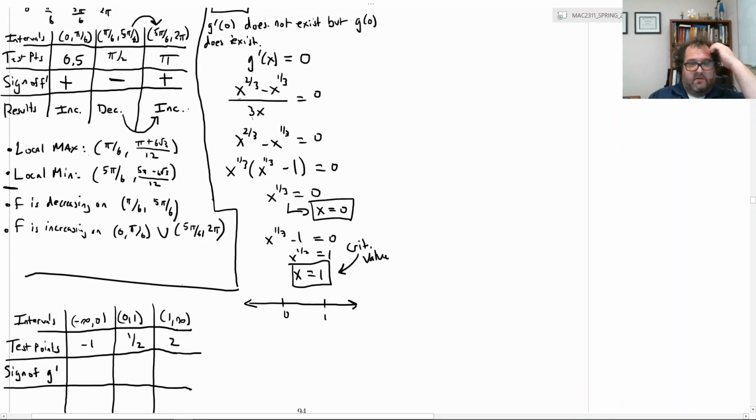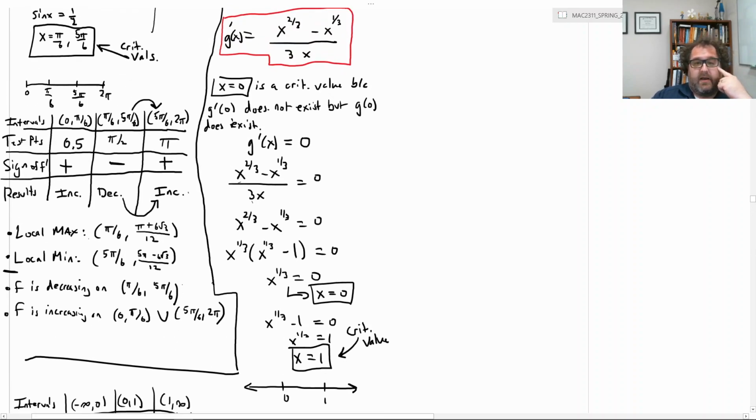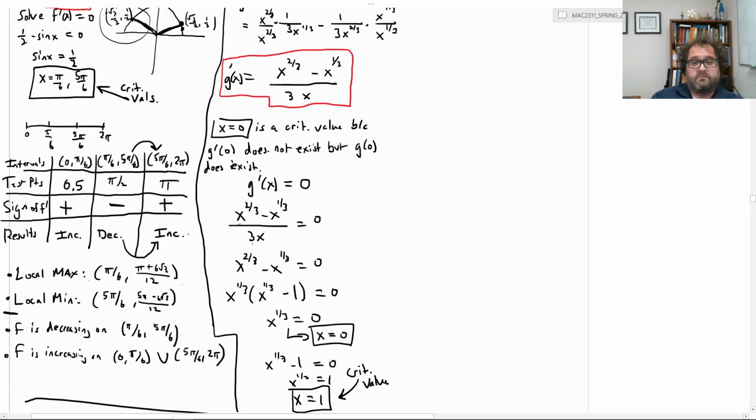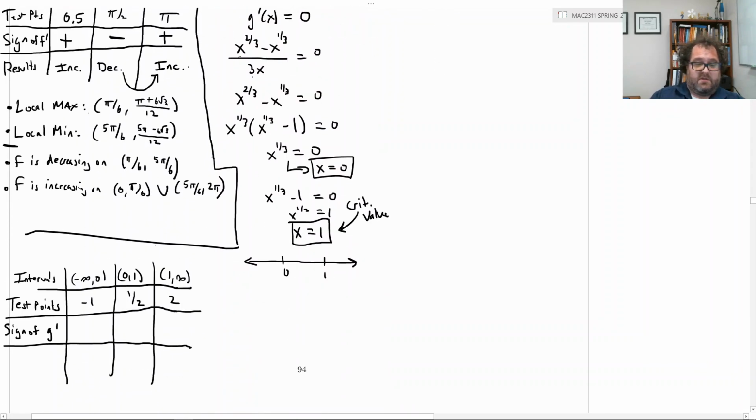Now let's see. I'm going to have to scroll back and forth here. My first test value is -1. If I plug in a -1, clearly the denominator is -3. I'll jot this down so we don't lose track. On the top, -1 squared is +1, the cube root of -1 is -1, so we get 1 minus (-1), which is 2, over -3. It's a negative value.